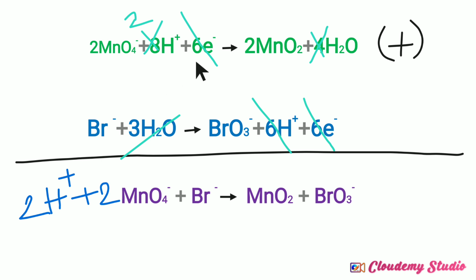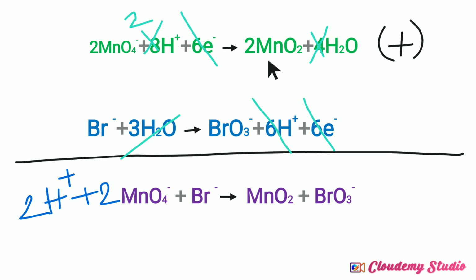Then what else is present on the left hand side? Here one bromide ion, and that is written. That's all. So the left hand side, the reactants we have added together. Now the product side we need to add together.